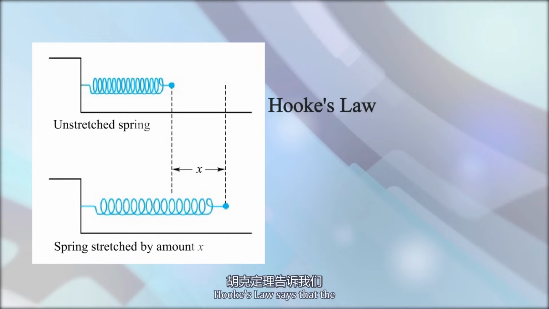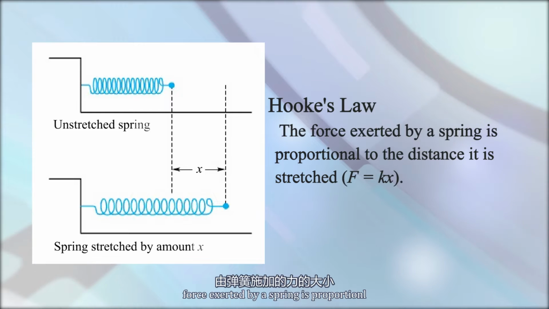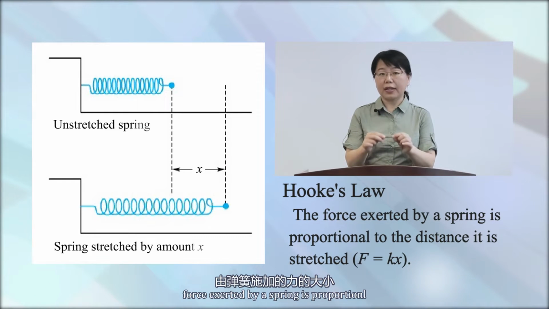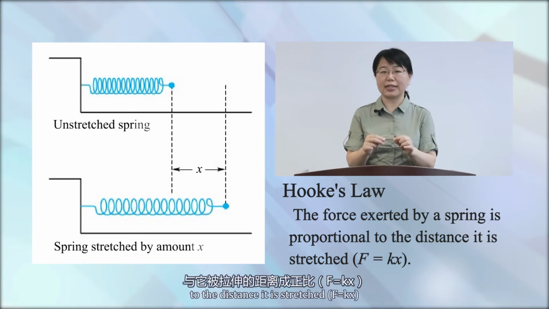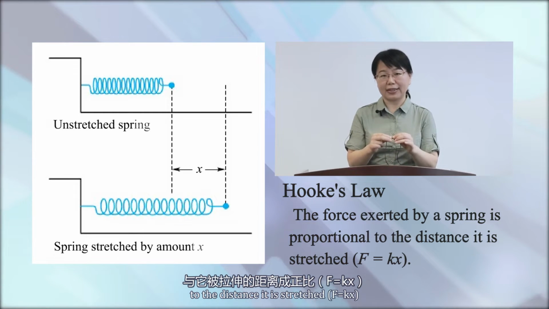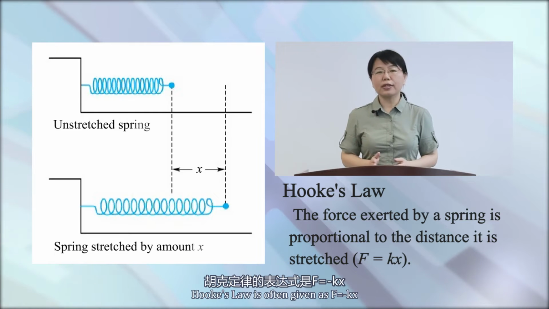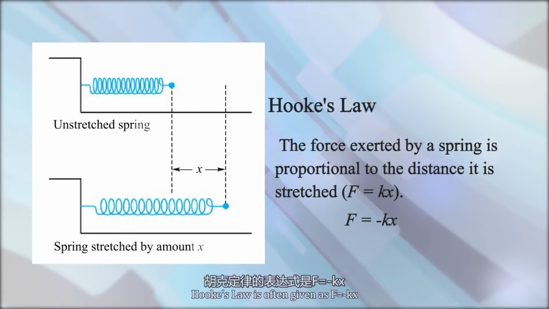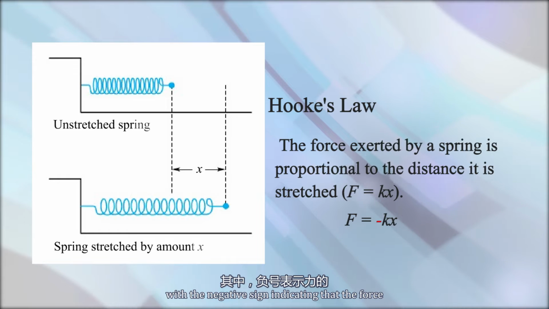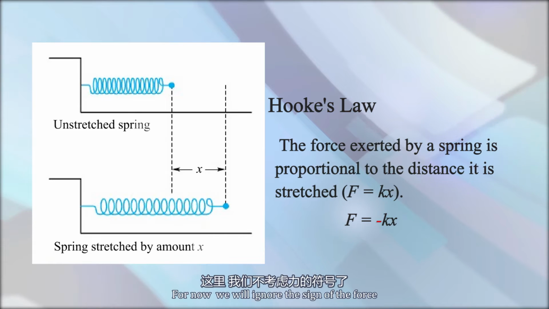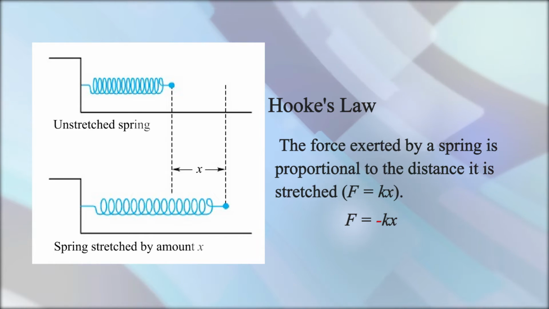And Hooke's law says that the force exerted by a spring is proportional to the distance it is stretched. We always say F is kx. Hooke's law is often given by F is minus kx, with a negative sign indicating that the force is in the direction opposite the stretch. For now, we will ignore the sign of the force.